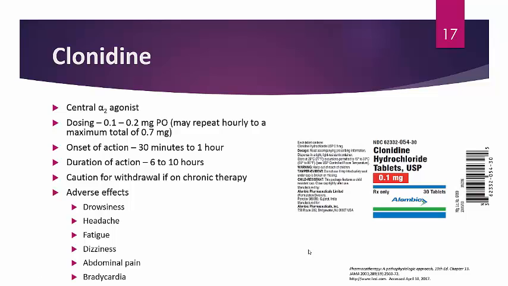In regards to clonidine, clonidine is an alpha-2 agonist that acts centrally. Its dosing traditionally for hypertensive urgency is anywhere between 0.1 to 0.2 milligrams PO, and this dose can be repeated hourly to a maximum of 0.7 milligrams. Its onset of action is relatively quick, within 30 minutes to an hour, and its duration of action is between 6 to 10 hours, which is why you see clonidine maintenance regimens typically dosed every 8 hours.